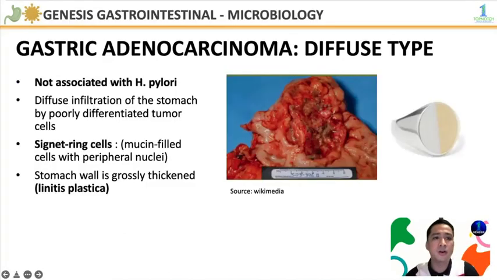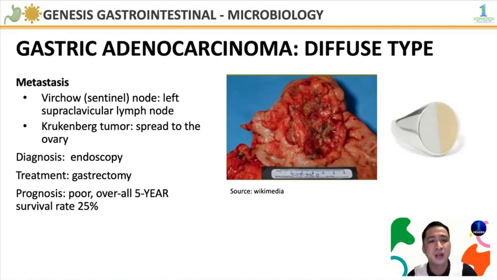So let's talk about gastric adenocarcinoma diffuse type. Gastric adenocarcinoma diffuse type is not associated with H. pylori infection. There is diffuse infiltration of the stomach by poorly differentiated tumor, and I just need you to remember the signet ring cells, wherein mucin-filled cells with peripheral nuclei, there is displacement of the nuclei to the periphery. The stomach wall is grossly thickened. We have your linitis plastica.